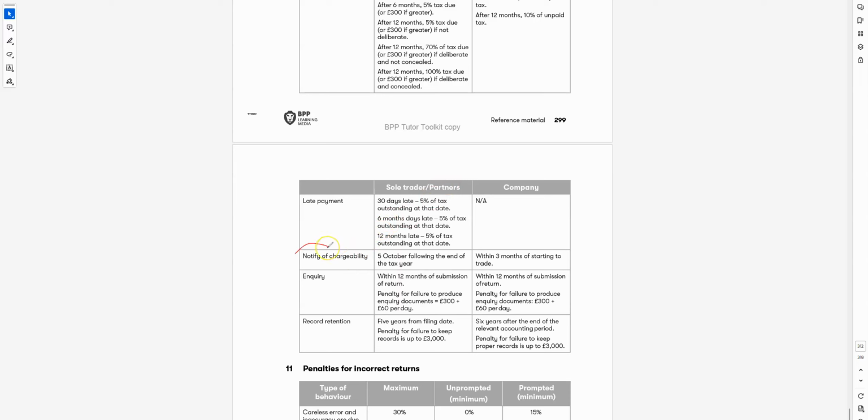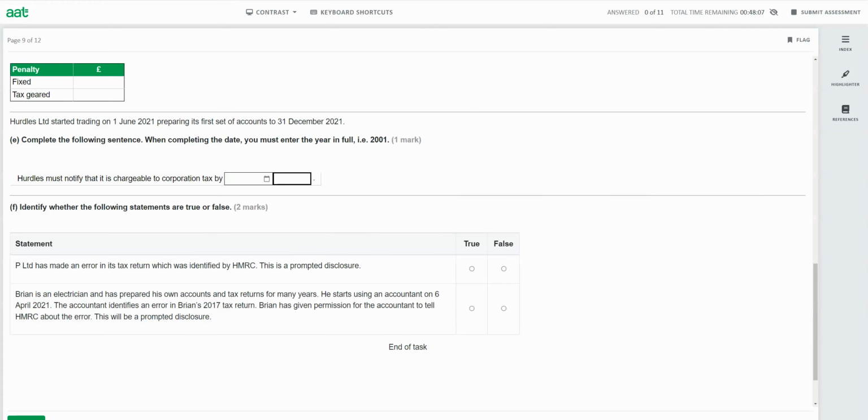So notify of chargeability. If you are a sole trader, then you have to notify 5th October following the end of the tax year. If we are a company, then within 3 months of starting to trade. So let's have a look now. When did we start our business? From that day, within 3 months, we have to tell the HMRC. So H must notify that chargeable to corporation tax by June, July, August, within 3 months. So June, July, August, so end of the August.